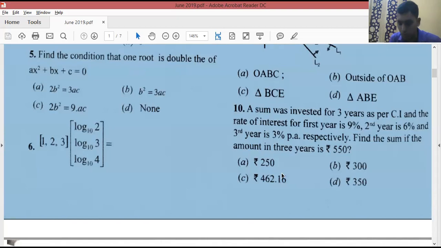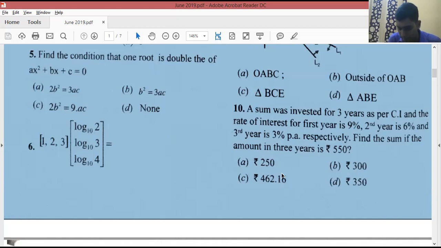It will not be equal to 550 obviously. This next option I'm going to test. 300 plus first year rate of interest is 9%, it will become 327. Second year rate of interest is 6%, then it will become 346.62. And from that, if you add 3%, it will become 357.01. Just take the sum plus this percentage. If you do, you will get to the right answer. Here also option 2 is not getting satisfied.